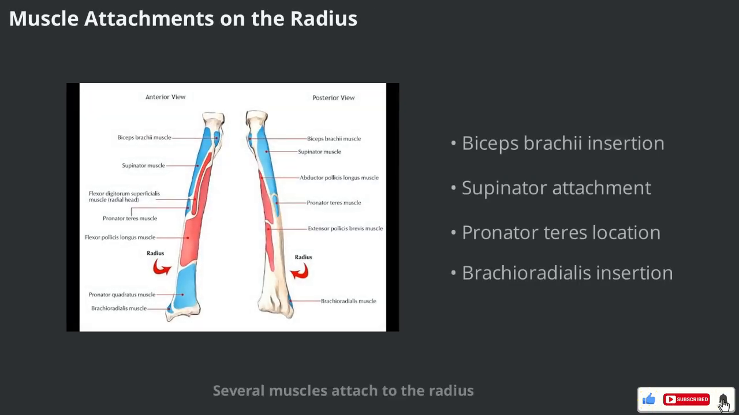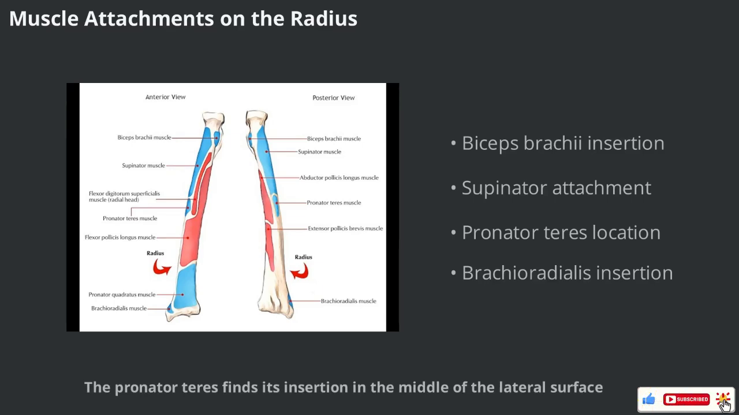Several muscles attach to the radius, each contributing to forearm and hand movement. The biceps brachii inserts into the rough posterior part of the radial tuberosity, while the supinator attaches to the upper lateral surface. The pronator teres finds its insertion in the middle of the lateral surface, and the brachioradialis attaches just above the styloid process. These attachments enable flexion, extension, pronation, and supination of the forearm. Understanding these relationships is crucial for diagnosing muscle injuries and planning rehabilitation.